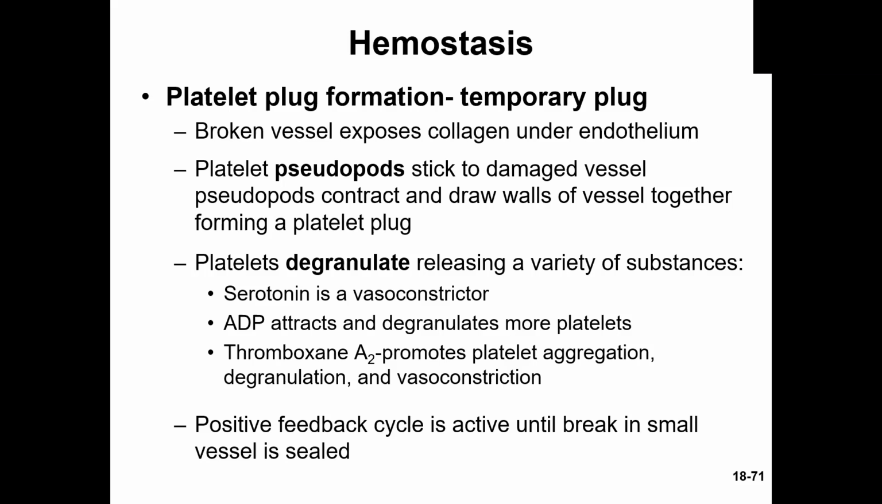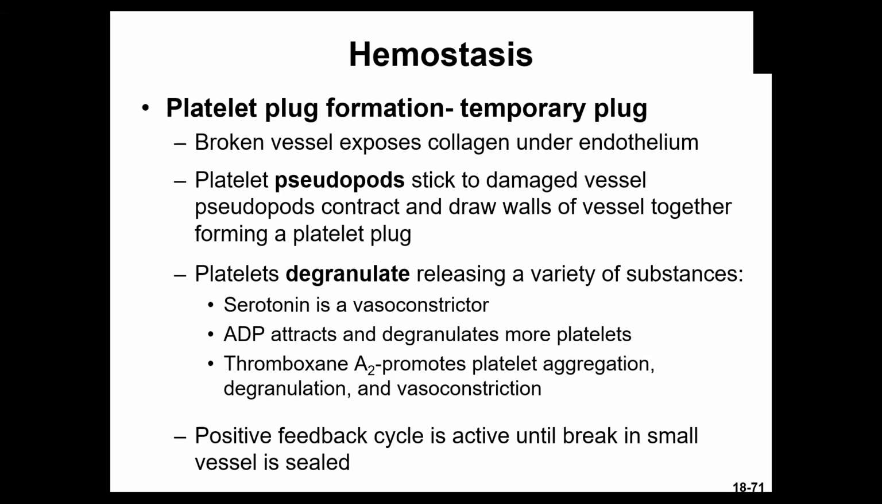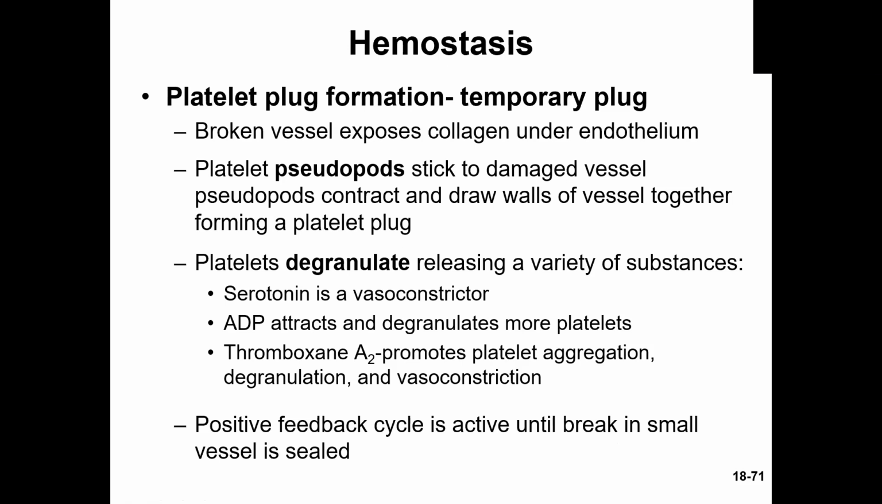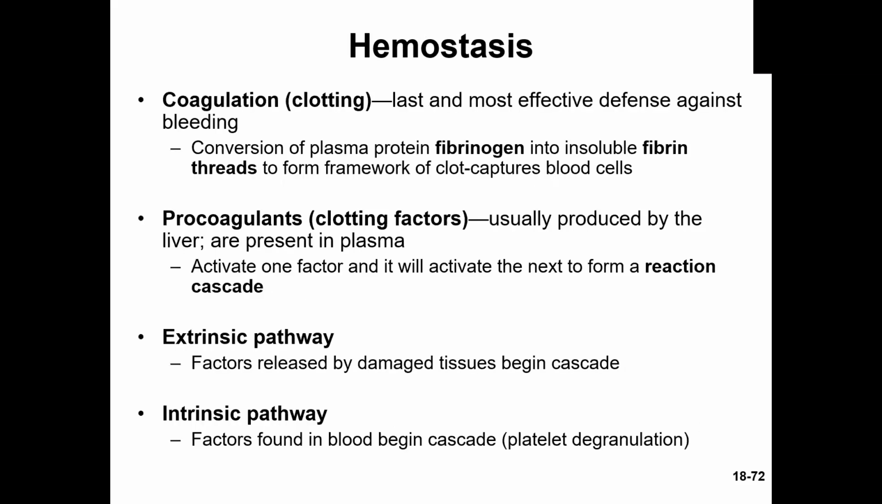The platelets will degranulate at this point. They will release a variety of substances. Serotonin, again, is one of our vasoconstrictors. ADP will attract and degranulate more platelets. There's a substance called thromboxane A2. This is for the promotion of platelet aggregation, degranulation, and vasoconstriction. This is a positive feedback cycle and will be active until there's a break or the break is sealed up.